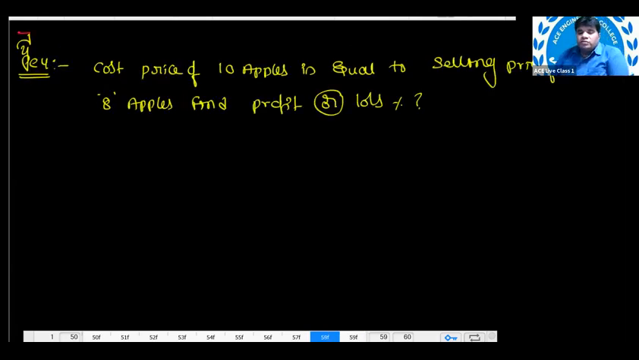This type of problem: cost price of 10 apples is equal to the selling price of only 8 apples. So you purchase 10 apples, suppose for 100 rupees, and you sell 8 apples for 100 rupees. Again, in your shop, 2 apples are left. Those 2 apples are your profit.